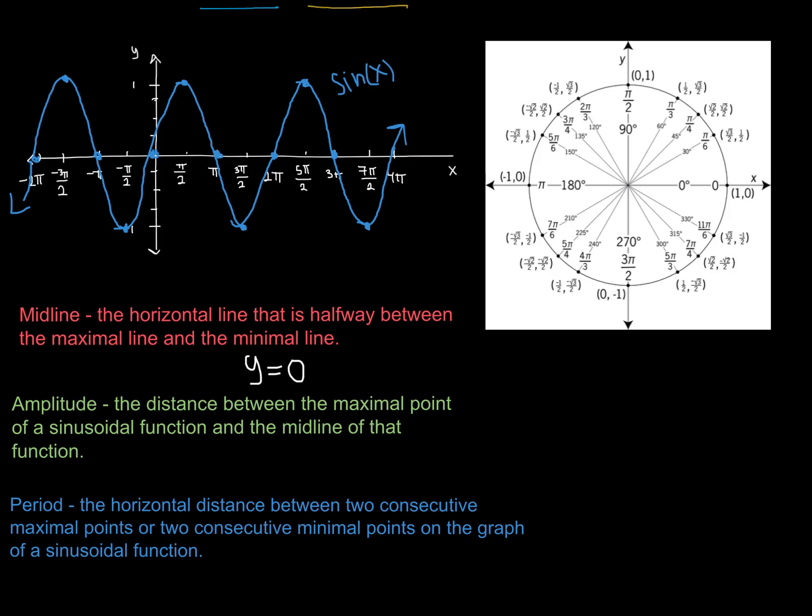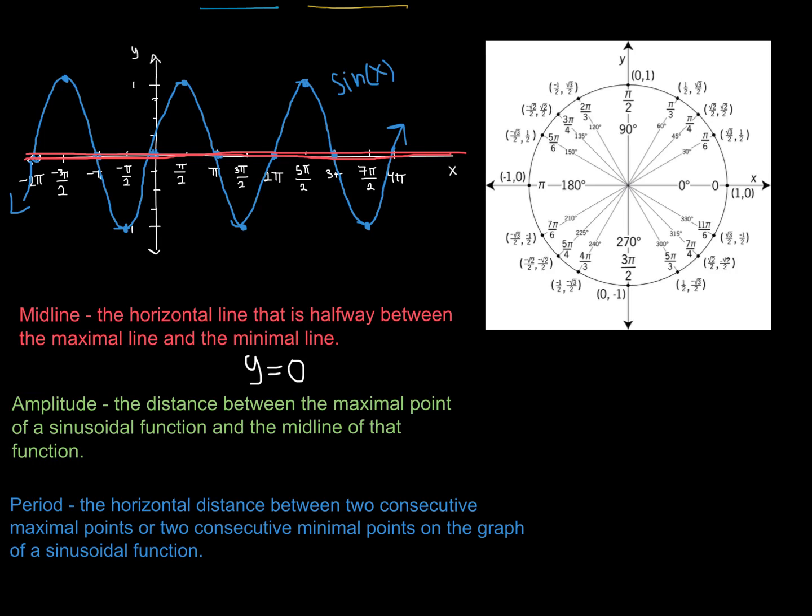And I'll go ahead and add this to our graph. So the line y equals 0 is exactly that, the x-axis. Sadly, my straight line abilities are not that great, but that's the best I can do. Now I want you to think about, if you had cosine of x graphed here, what is the midline of cosine of x? What you should see is that the maximum and minimum lines are the same for cosine of x, so the midline for cosine of x is also going to be y equals 0.